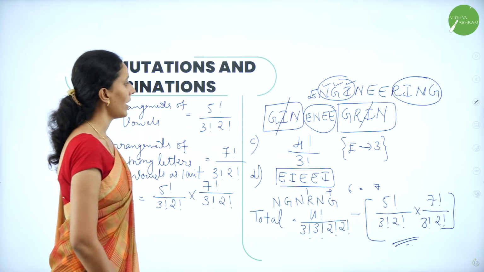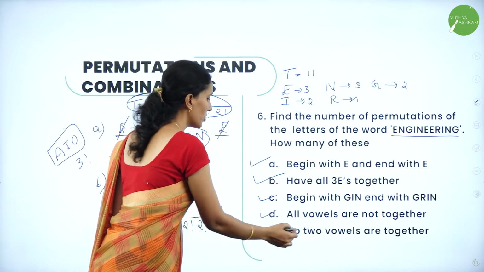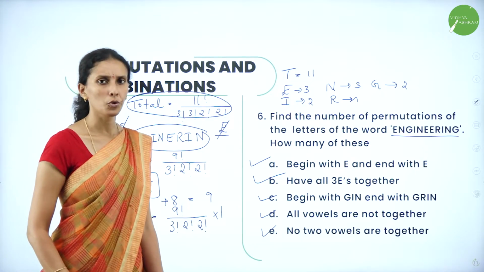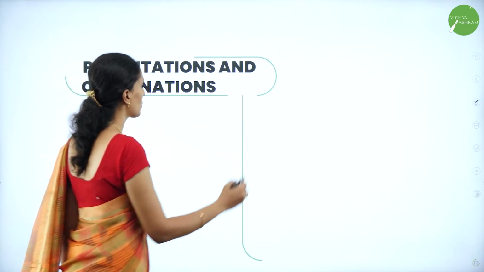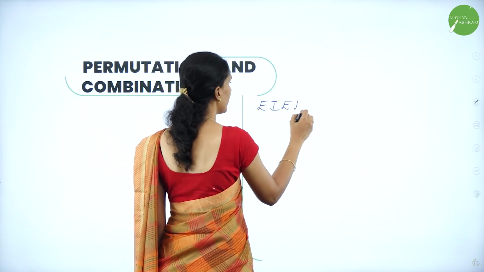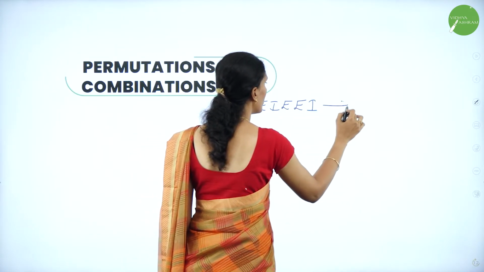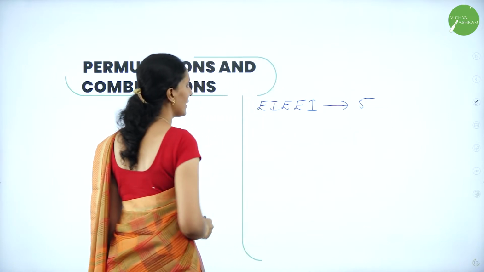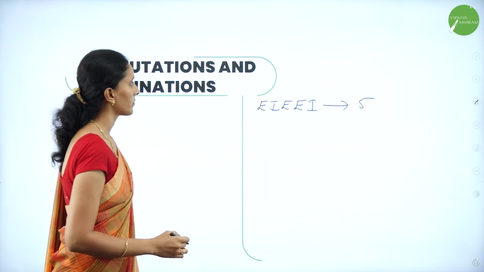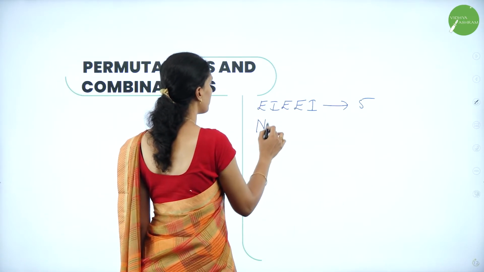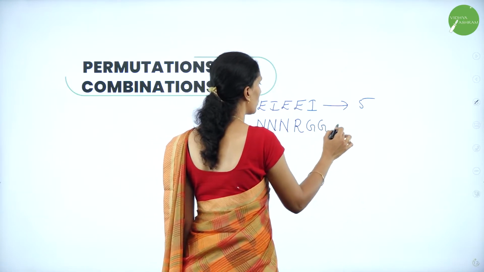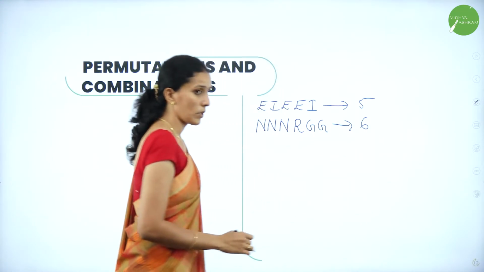Okay, so next. So my next question is no two vowels are together. So what do you mean by no two vowels are together? So what are the vowels we have? E, I, E, E, I. So how many vowels we have? 5. Okay, next. So what are the remaining? We have N 3 times, R 1 time, G 2 times. So totally we have 6 consonants.